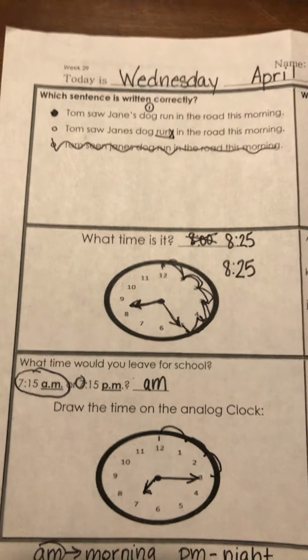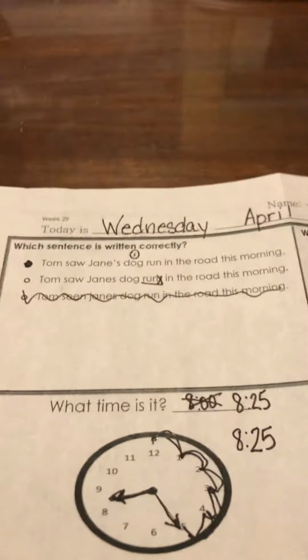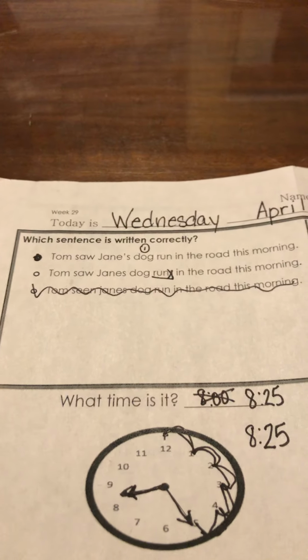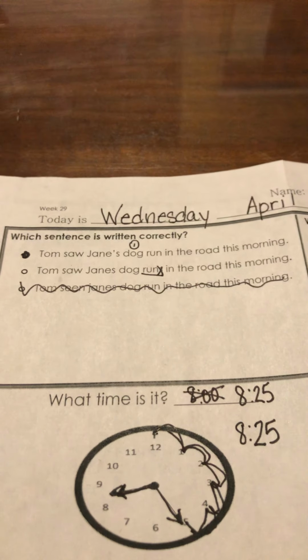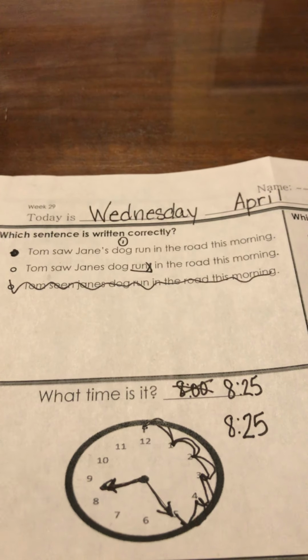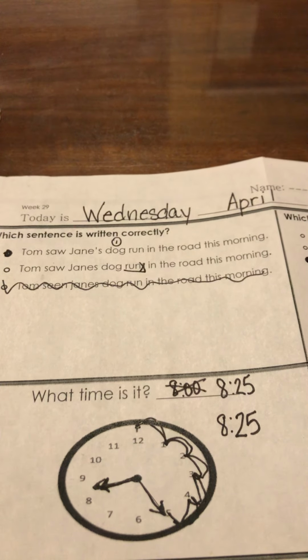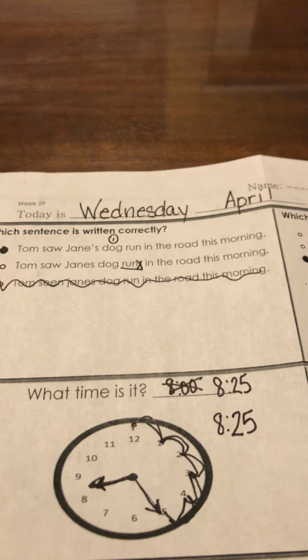So we're going to look at the first one. Which sentence is written correctly? All right, let me focus in on there for you. Hopefully that's pretty focused. All right, Tom saw Jane's dog run in the road this morning. Tom saw Jane's dog runs in the road this morning. Or Tom seen Jane's dog run in the road this morning. The correct one would be the first one.